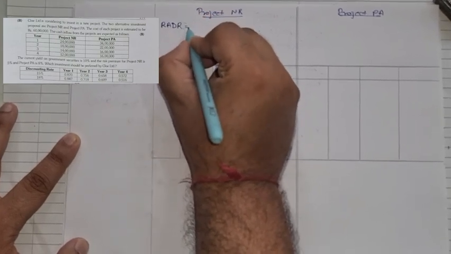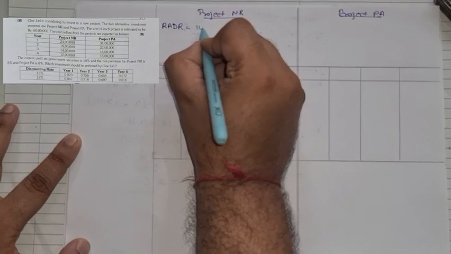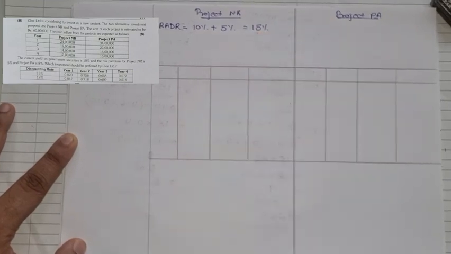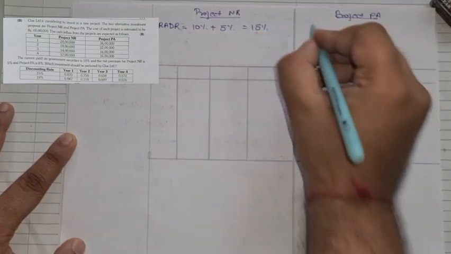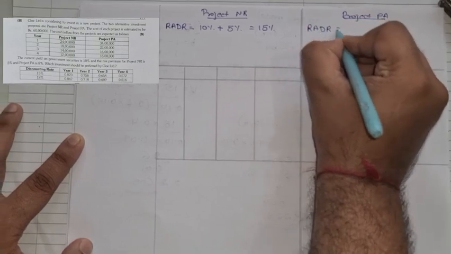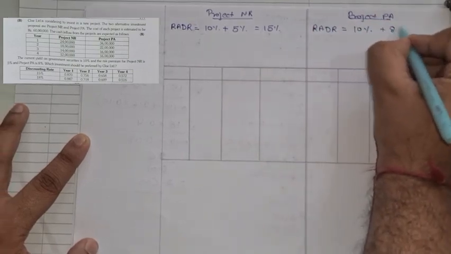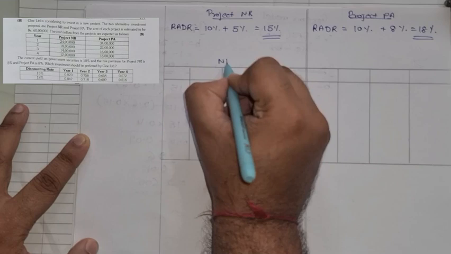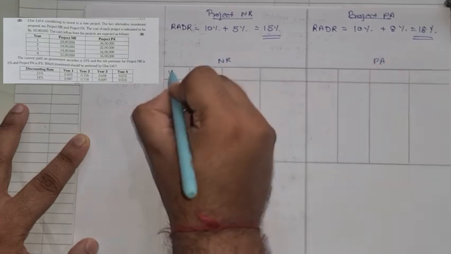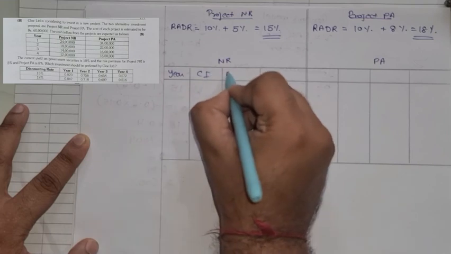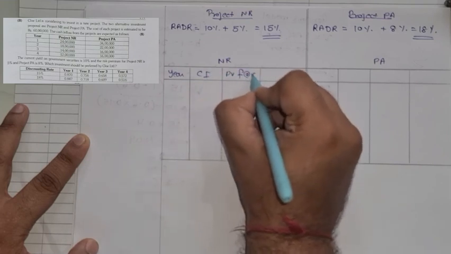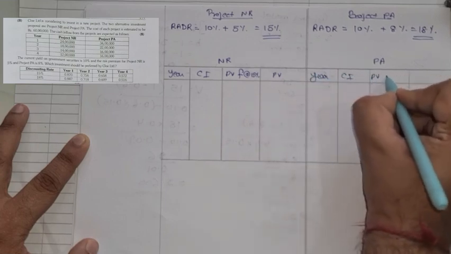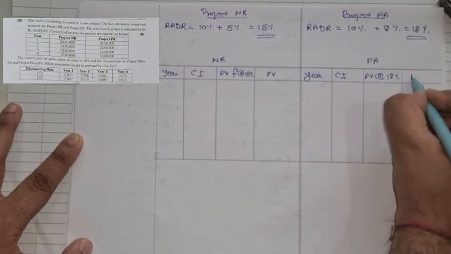Now for Project NR, they told you the yield is already 10% and the risk premium is 5%, so total will become 15%, and they have already given you the discounting factor at 15%. Same way for the other one, RADR will be 10% government yield and a premium of 8%, so it is going to be 18%. Again, the rate is already given. So now let us start. Your cash inflow, PV factor at 15%, and PV. Again, same way we'll have your cash inflow, PV factor at 18%, and PV.